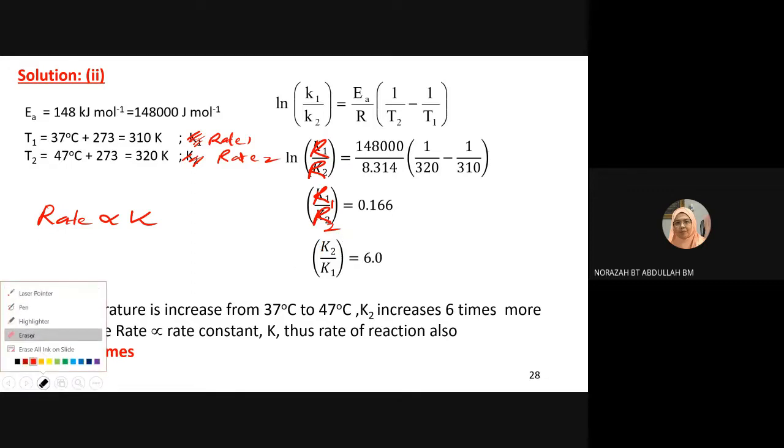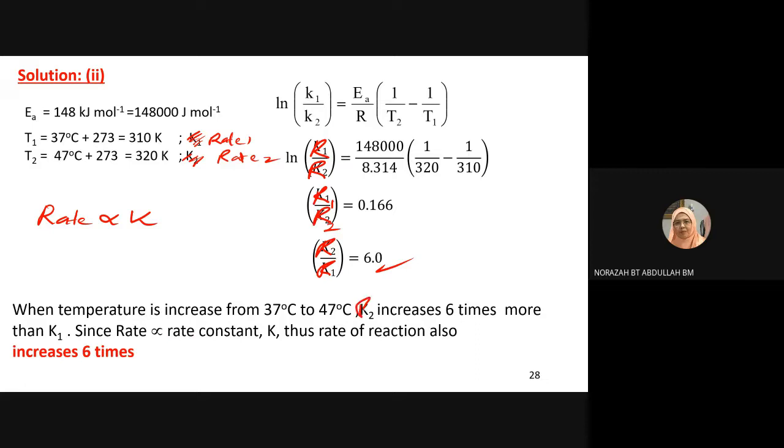K is proportional dengan rate. So instead of K, kita juga boleh ganti dengan rate. Rate is proportional dengan K. So rate yang kedua, kita bahagikan, bandingkan dengan rate yang pertama, dia 6 kali. So when temperature is increased, rate increase 6 times more than initial rate. Because rate is proportional dengan rate constant.